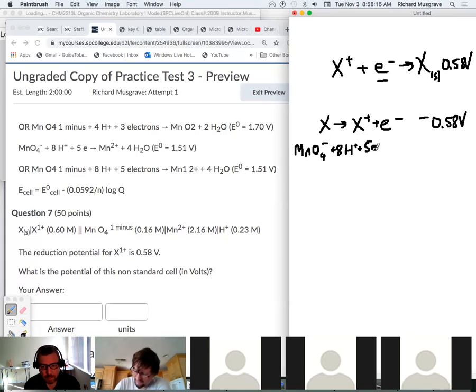Plus 5 electrons. So you do have to pick whichever, there's 2 reactions you're given here. It'll be one of those. You have to pick the right one, obviously. Mn2+ plus, what have we got here? 4H2O. Okay. And that's positive 1.51 volts.